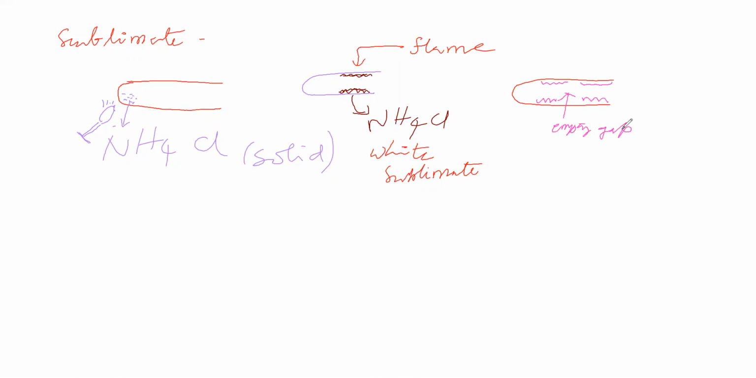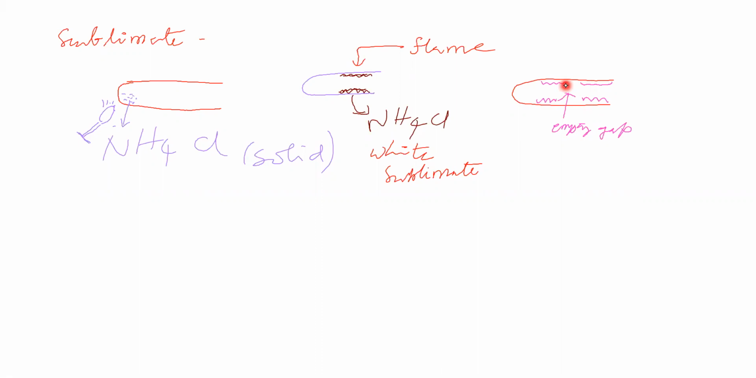So what happens when you introduce flame here? Here in this place, white ammonium chloride will be there. That will undergo sublimation. That ammonium chloride vapors will move either in this direction or in this direction. Therefore, only here is an empty gap. Right side ammonium chloride, left side ammonium chloride. Between left and right, an empty gap is present.